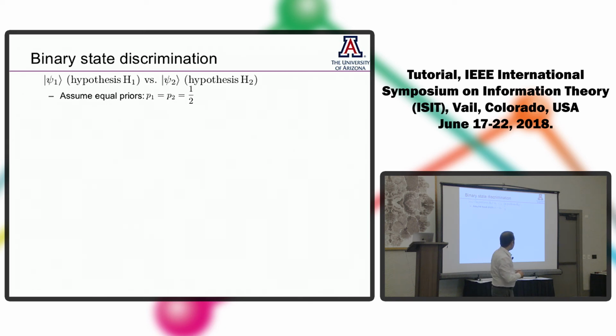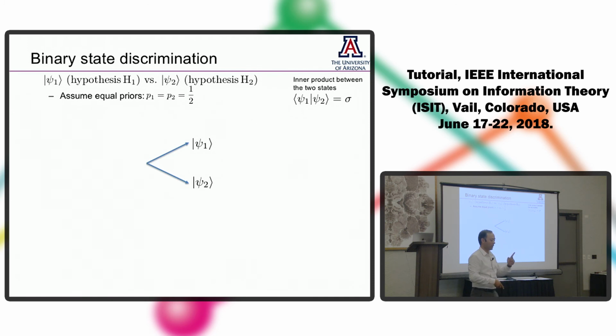So let's look at the case of binary state discrimination. So I give you just two states, psi 1 and psi 2. And as you can tell, if I give you two states, all I need to give you in order to prescribe the geometry of those two states is the angle between them. So the psi 1, psi 2 inner product is sigma. So I'm going to give you sigma. And so these two states, you can think of them as lying on some plane, and you are to construct a measurement that minimizes the error probability.